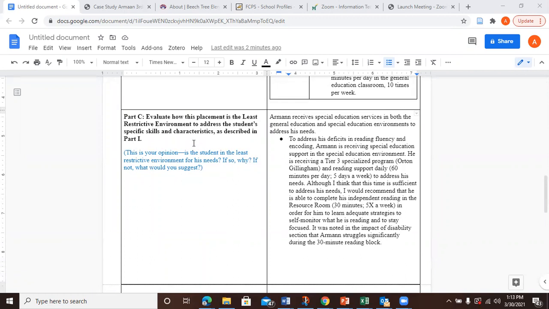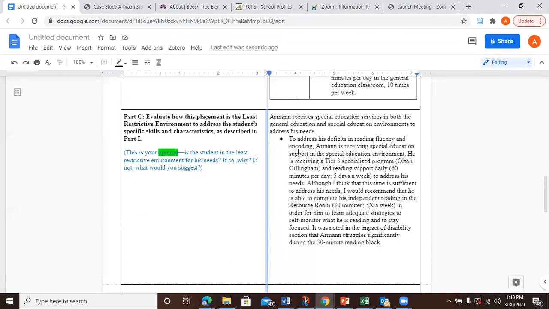So in part C, we're evaluating how this placement is the least restrictive environment to address the student's specific skills and characteristics as described in part 1. So again, this is your opinion, right? This is where you have to show me that you're applying your knowledge of the content we've learned in class, as well as this case study, specifically to the student. So is the student in the least restrictive environment for his needs? If so, why? If not, what would you suggest?